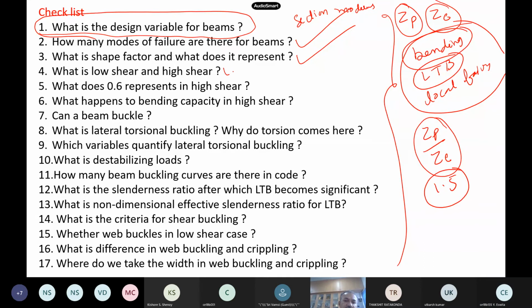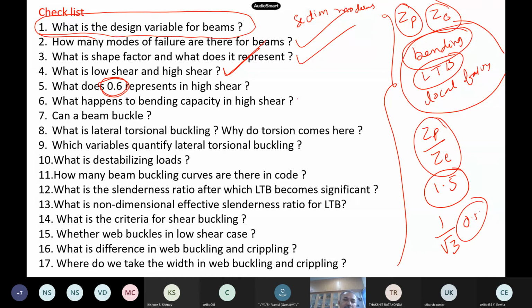Excellent. Now what is low shear, high shear? Less than 0.6 VD and greater than 0.6. Excellent. Now how did this 0.6 number come into the calculations? 1 by root 3. Excellent. 1 by root 3 is not exactly 0.6, it is 0.58 something. If you round it off, it turns out to be 0.6.